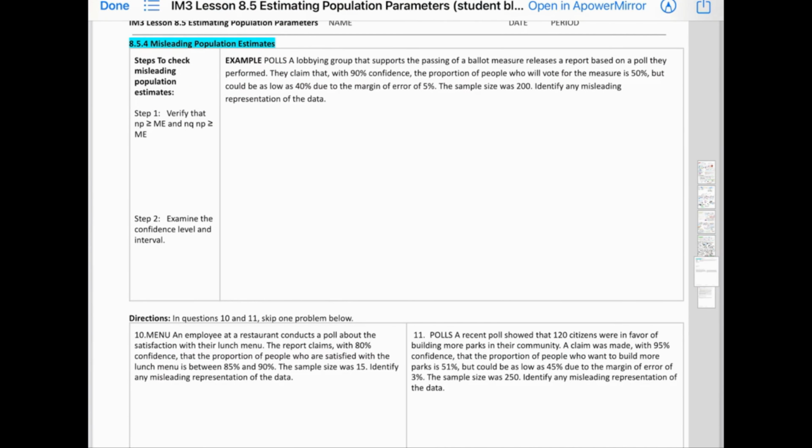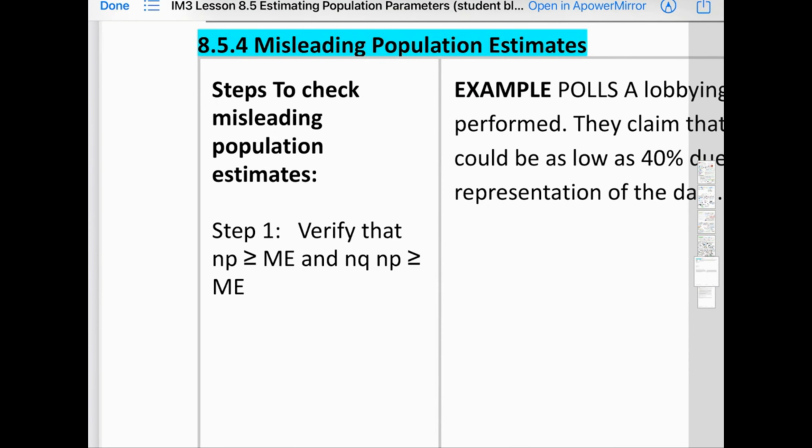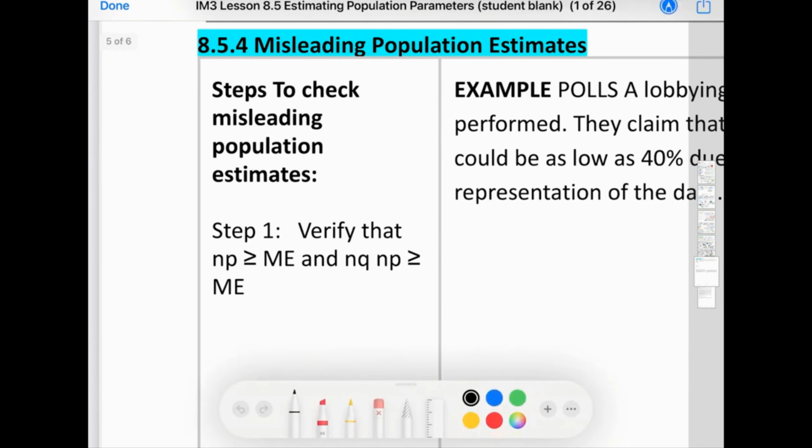8.54 Misleading population estimates. Let's go over the steps to check misleading population estimates. The first thing I want you to do is verify that np-hat is greater than or equal to 5, and nq-hat is greater than or equal to 5. We use that number, 5, as before.